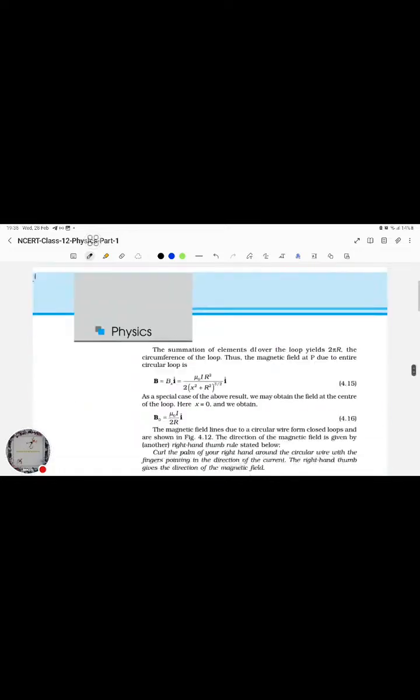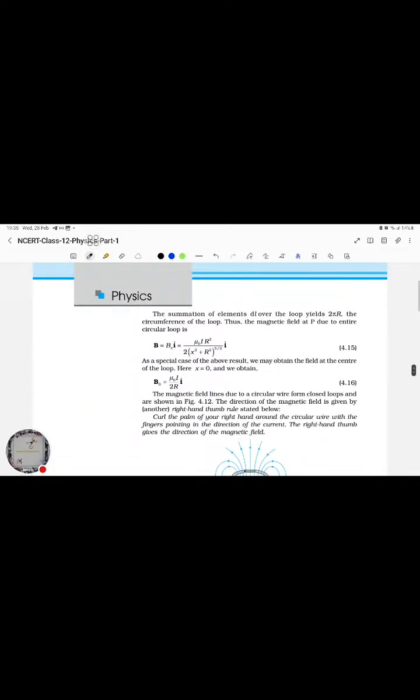Now I will multiply these two factors: mu naught by 4 pi times I dl by x square plus r square, times r by x square plus r square the whole power 1 by 2. It turns out to be mu naught by 4 pi times I dl r by x square plus r square the whole power 3 by 2. Okay, fine, great. Now for the summation of the dl elements, the sum of dl turns out to be equal to 2 pi r.